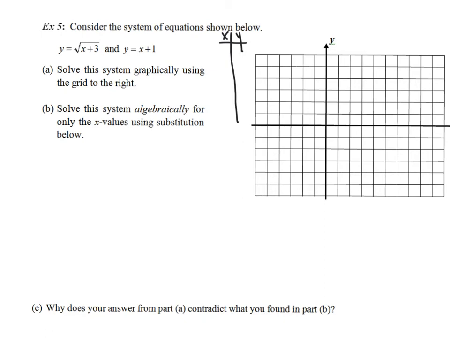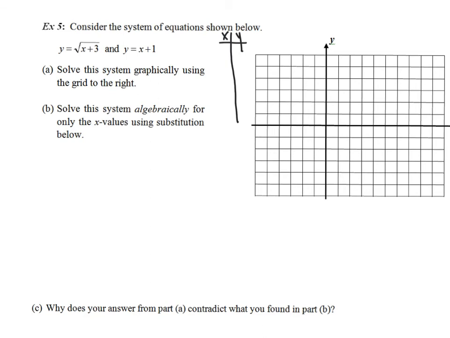In example number 5, we're going to take a look at both a graphic and an algebraic solution for a radical equation. So I'm given two equations, y equals the square root of x plus 3 and y equals x plus 1. We know how to graph y equals the square root of x plus 3. Let's think back to our transformation unit. And we know that this means that I've got a shift of 3 units to the left of my regular parent function y equals the square root of x. So I can picture what this graph is going to look like.